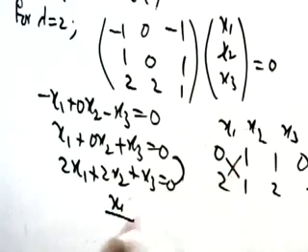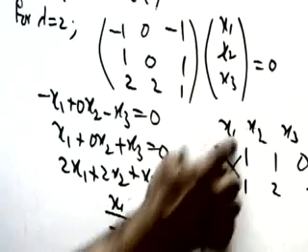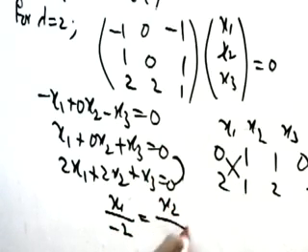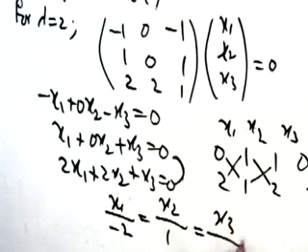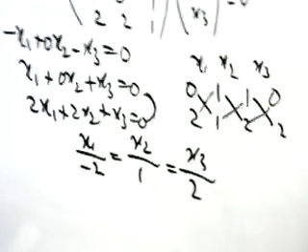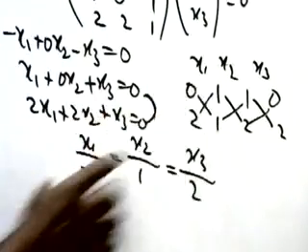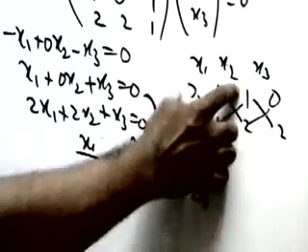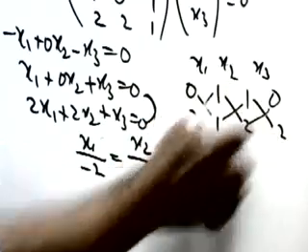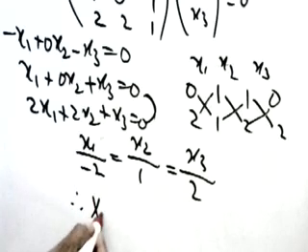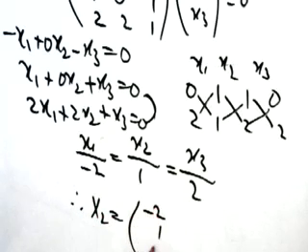Now let me cross multiply this. x1 by 0 minus 2 will be minus 2, 0 minus 2 will be minus 2. Now x2 by 2 minus 1 will be 1, equals x3 by 2 minus 0 will be 2. Now watch once more what we have done. 0 minus 2 will be minus 2, 2 ones are 2, 2 minus 1 will be 1, 2 ones are 2, 2 minus 0 will be 2. So we got the second vector, x2 equals minus 2, 1, 2. Now we have to find the third vector.